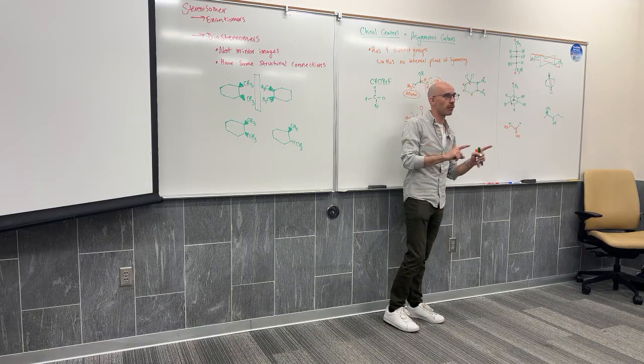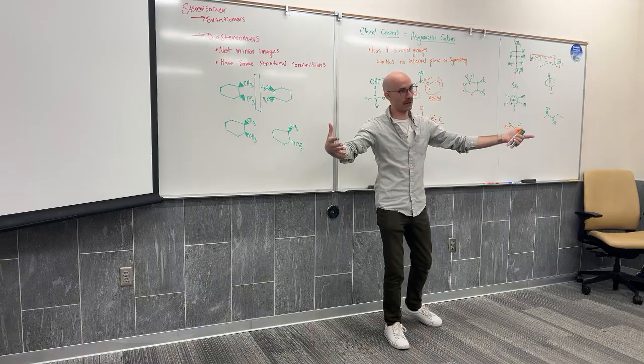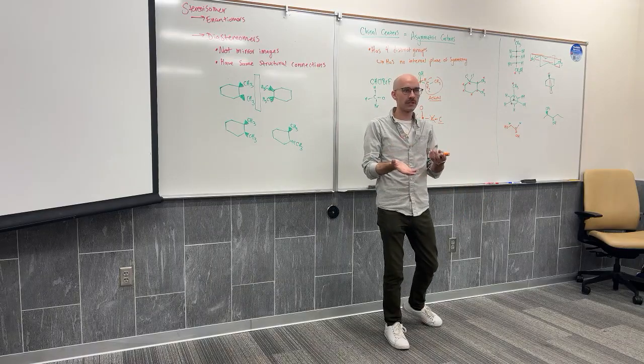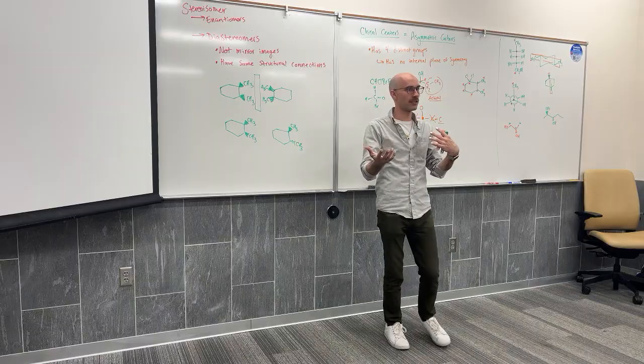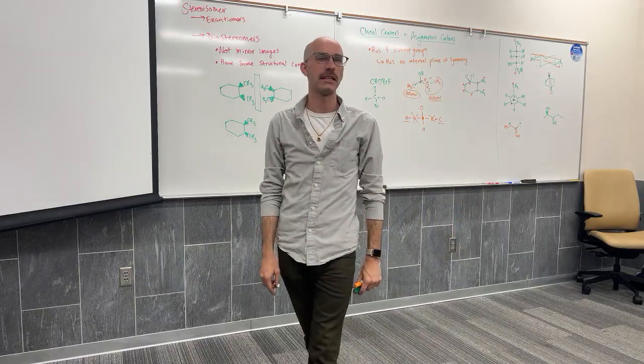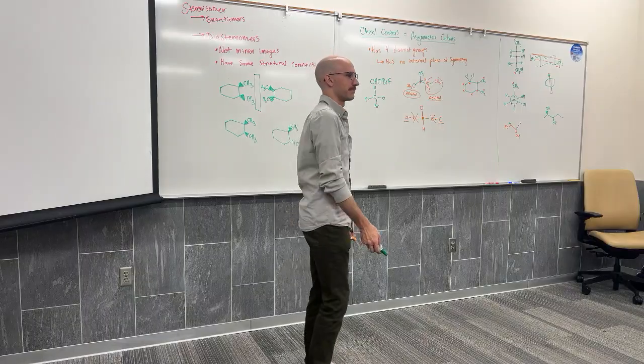But it's really important to know how those chiral centers are arranged. And so you'll often see those chiral centers with wedges and dashes. But not everything that's shown with a wedge and a dash is a chiral center.